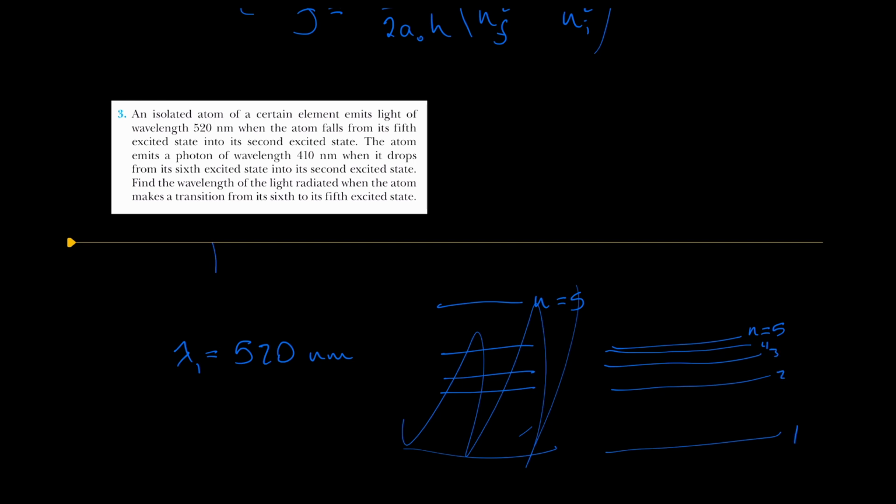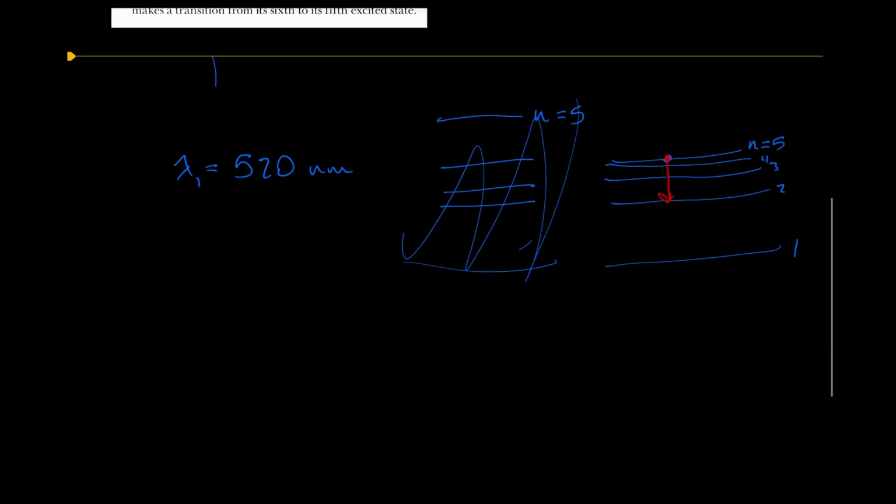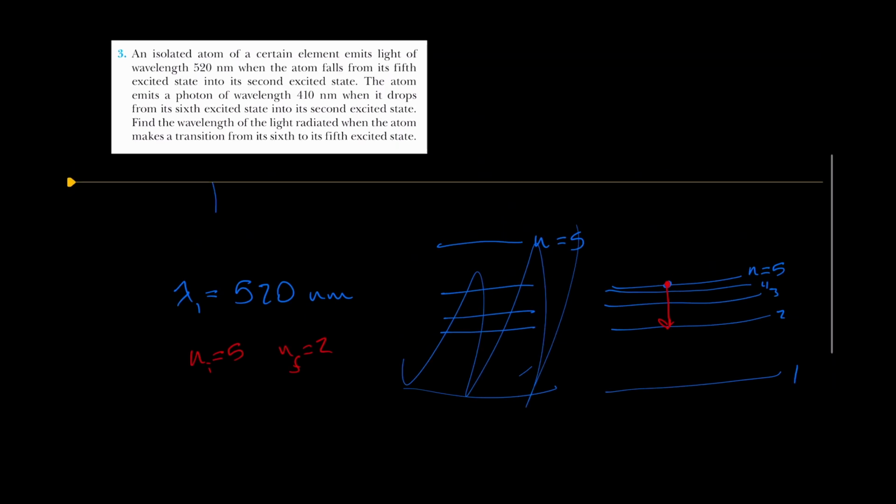So when the thing goes from 5 to 2, it goes from over here. Let me actually pick a red. It goes from here all the way to here. So what we have is n initial is equal to 5, n final is equal to 2. Let's see if there's some more information here.